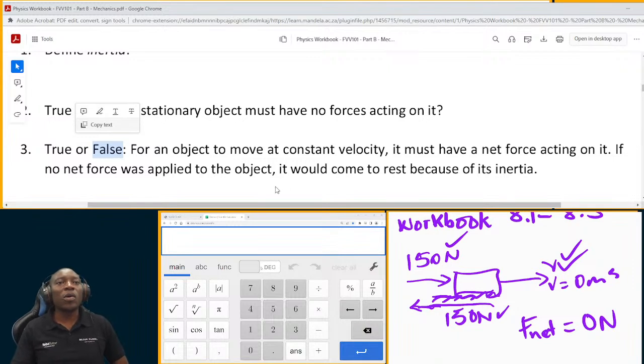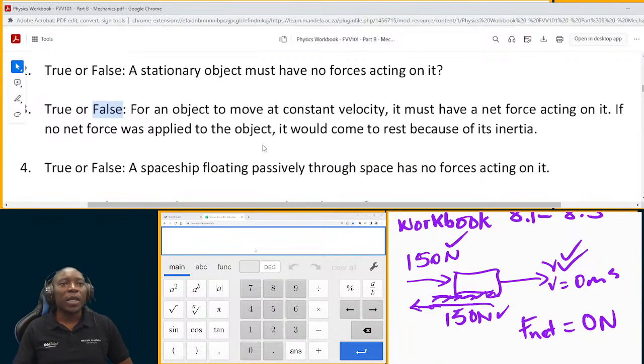No. The net force might bring it to rest, yes, if it is opposing motion, or it might accelerate it. But if no net force is applied and the forces present are just balanced, then the body should remain in its state of constant velocity. Okay, so that's number 3.